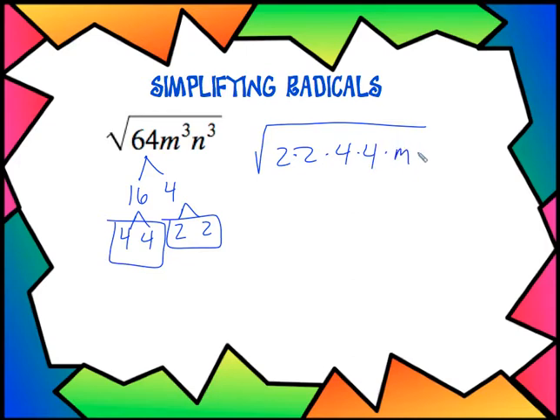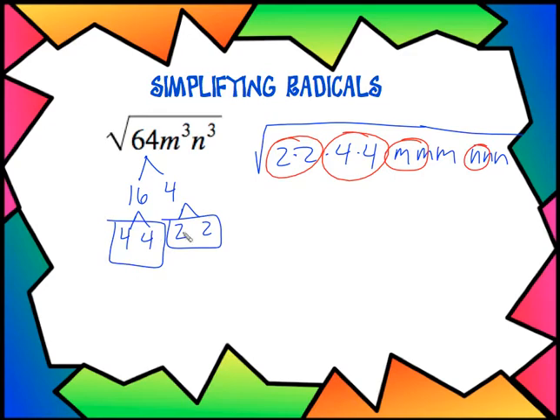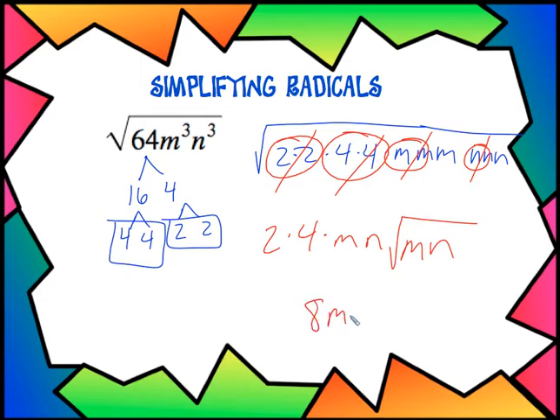And then an M 3 times and an N 3 times. So we have a pair of 2's, a pair of 4's, a pair of M's, and a pair of N's. So we have a 2, a 4, an M, and an N. And left over we have an M and an N. So we get 8MN on the outside and MN on the inside. And that's your final answer.